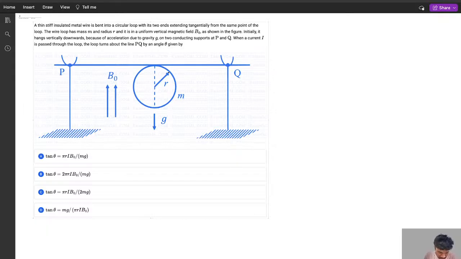We can start. Okay, this is our next question. A thin, stiff, insulated metal wire, which means these are insulated, is bent into a circular loop with its two ends extended tangentially from the same point of the loop. The wire loop has mass m and radius r, and it is in a uniform vertical magnetic field B naught. Here there is a magnetic field in the upward direction, as shown in the figure.